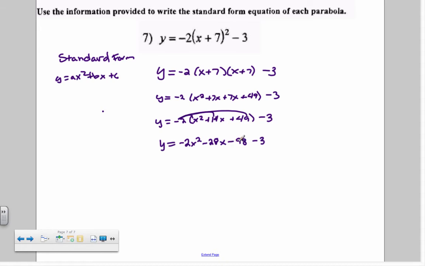So lastly, I need to combine my like terms here, subtracting that 3. The front part doesn't change. Negative 2x squared, there's no combining of like terms here, minus 28x. But I go ahead and combine this: negative 98 minus 3 is negative 101. So here I have gone ahead and multiplied my binomials. That's how I simplified the squared and wrote it all down into standard form, ax squared plus bx plus c. And this is my final answer.